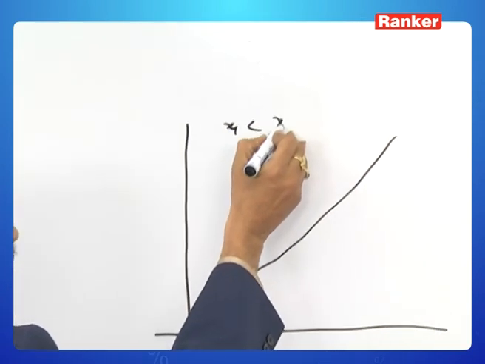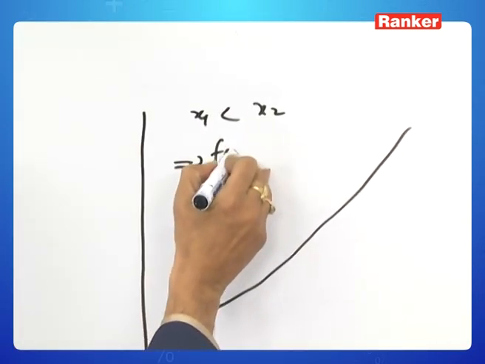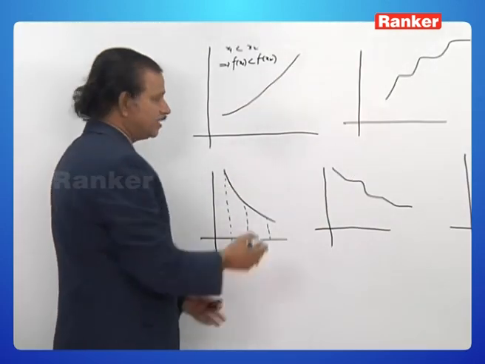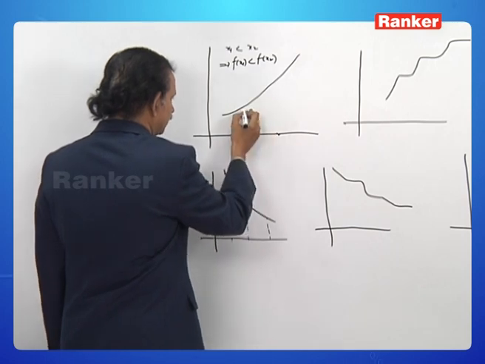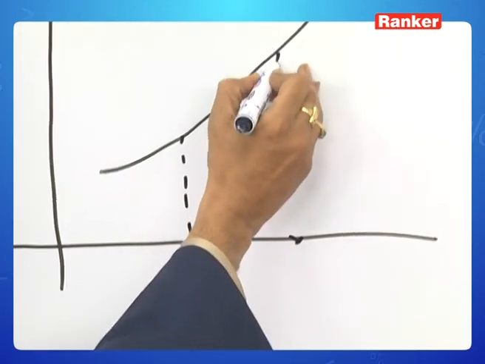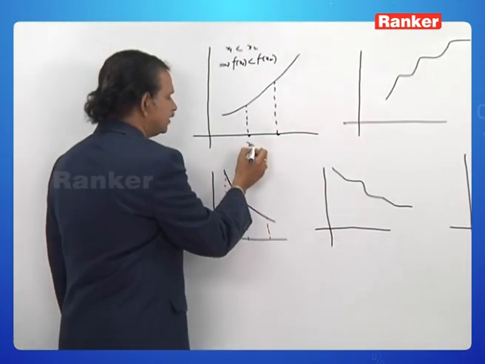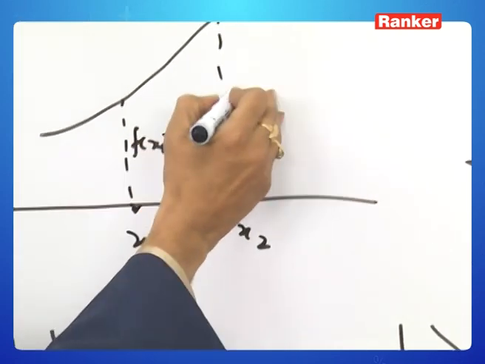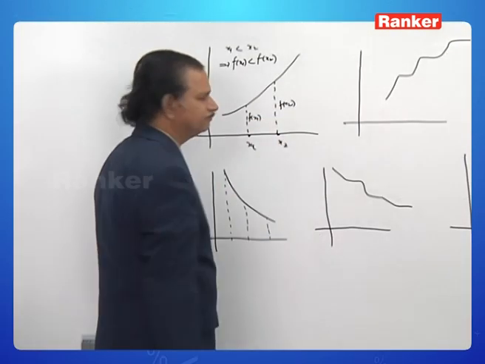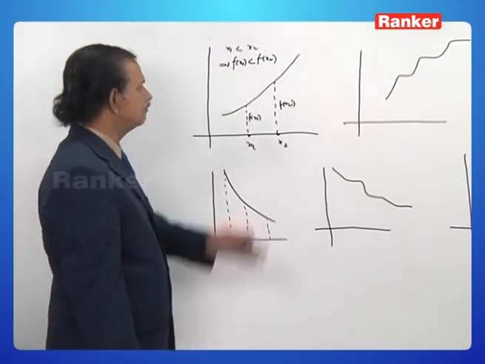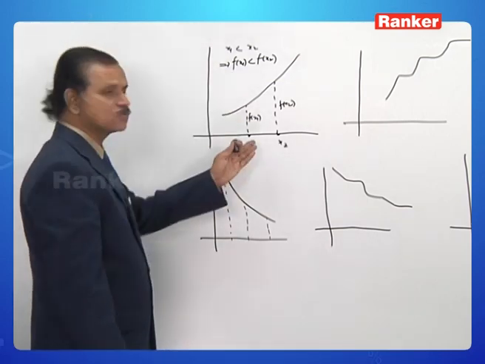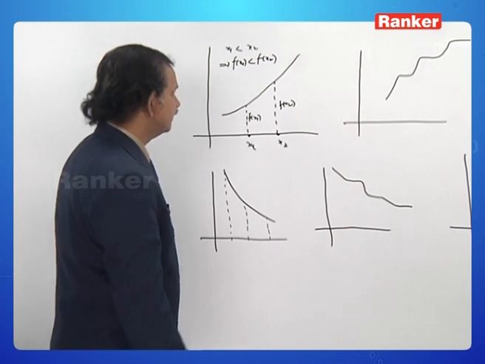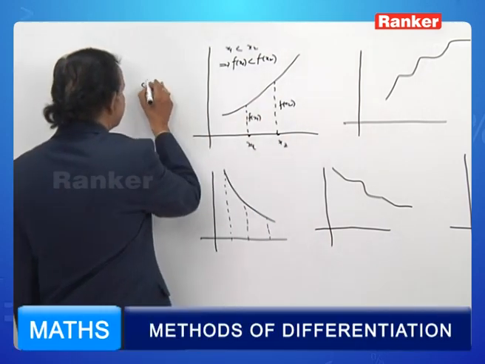x1 less than x2, if you observe, automatically f of x1 less than f of x2. If you take x1 and x2 here, this is f of x1, this is f of x2. x1 is less than x2, automatically f of x1 is less than f of x2, and it is true for any pair of points you consider. x1 less than x2 implies f of x1 less than f of x2. Of course, x1 and x2 are points in the domain. This is strictly increasing.